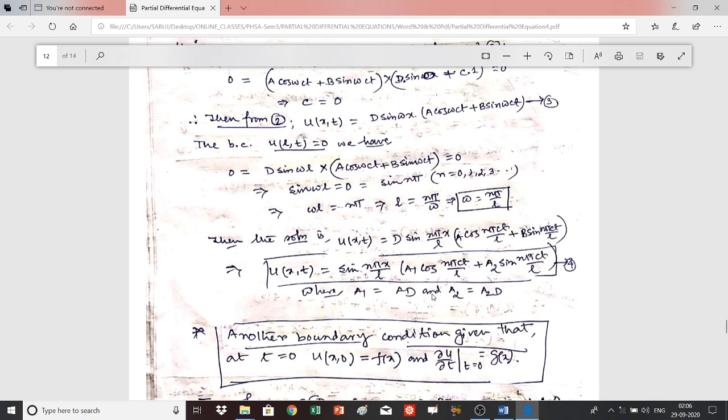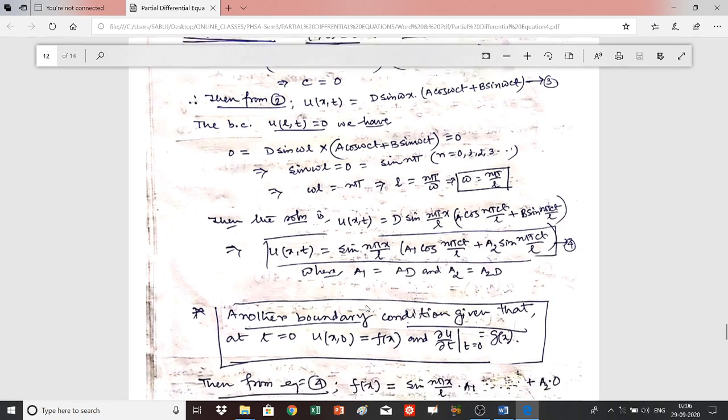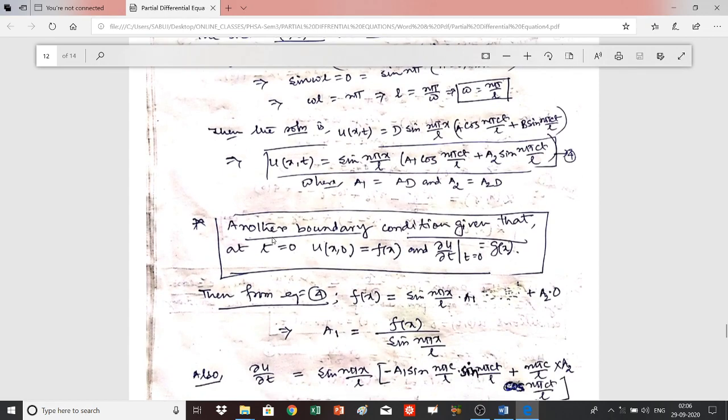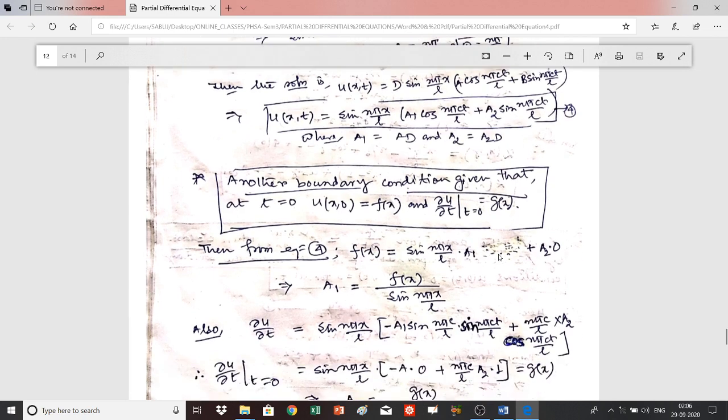No, A2 is equal to B into D. Another boundary condition that can be given here is at t = 0. Suppose you have another boundary condition, that at t = 0, u(x,0) = f(x), and ∂u/∂t at t = 0 is equal to g(x). So let us now use these boundary conditions. From this equation at t = 0, u becomes f(x).